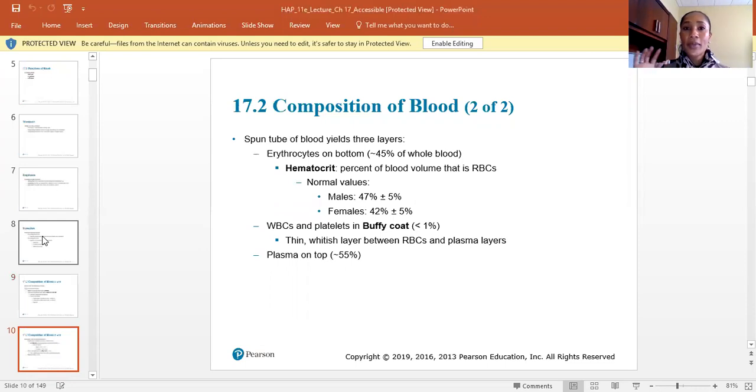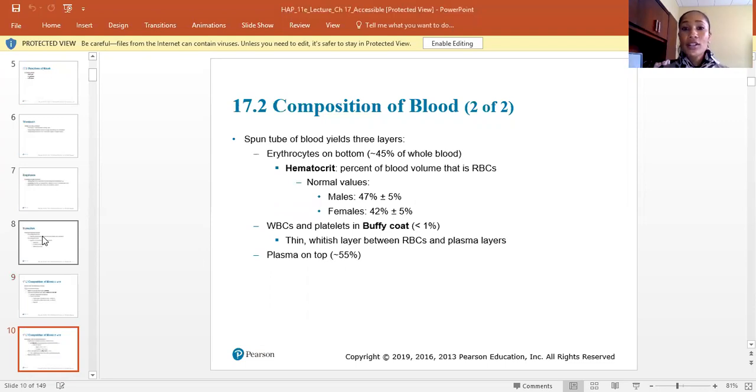So when you are looking at the composition of blood, we can take a sample of blood, put it in a test tube, spin it down in a centrifuge, and then we can see the distribution and the composition of blood. So the erythrocytes are going to be the heaviest portion of blood. They're going to represent about 45% of blood, and they're going to be the bottom portion of a blood sample.